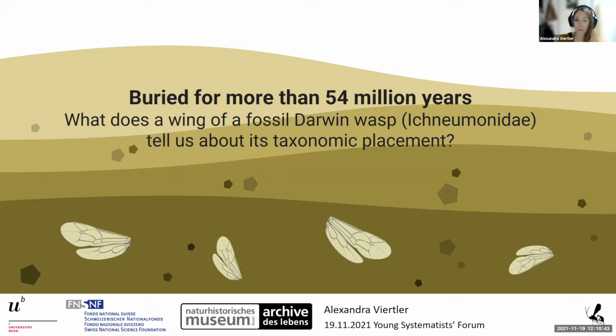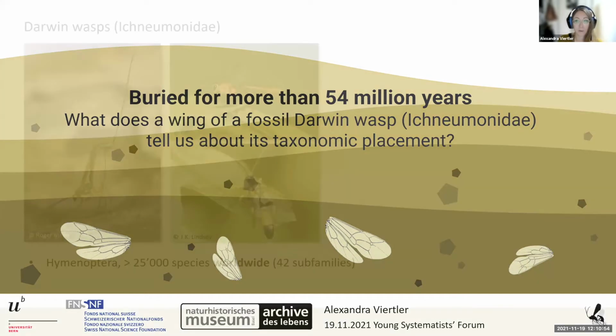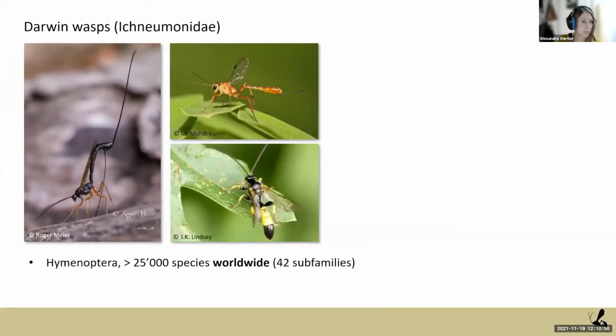Ichneumonidae, the Darwin wasp, is just the common name that they received recently, I think 2 or 3 years ago. So I'm going to use their common name. Before I go to the fossils, I would like to say a few things about them in general. Darwin wasps belong to the Hymenoptera, and they are very diverse. There are more than 25,000 species described worldwide. So they're basically everywhere.